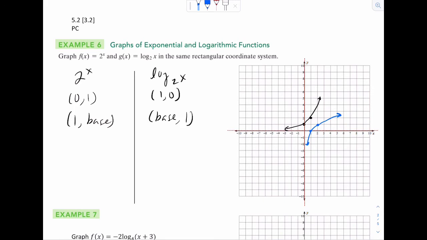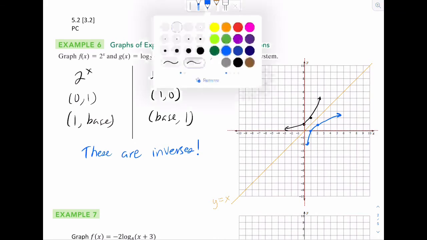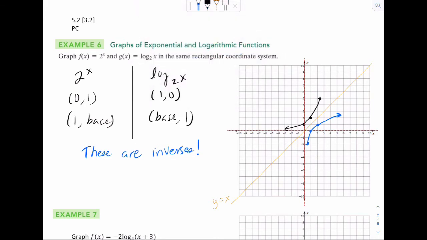Now you might notice something interesting here. Notice how they reflect over a particular line. They reflect over this diagonal, which is y equals x. And hopefully you remember that that would mean they're inverses. So logs and exponentials are inverses of each other, and that's why we see that happening. So over here, we'll write a quick note. There's a HA here, which means logs must have a vertical asymptote.